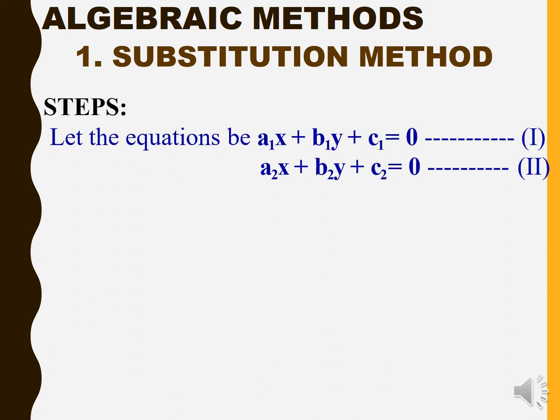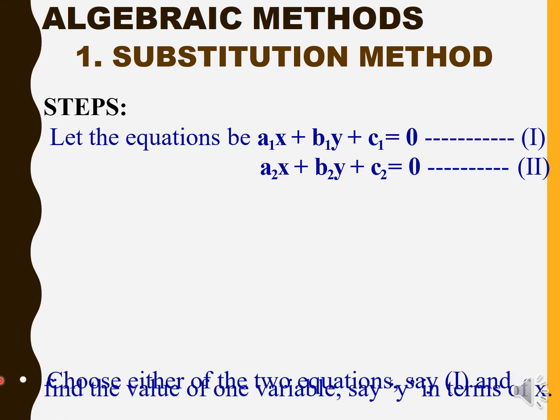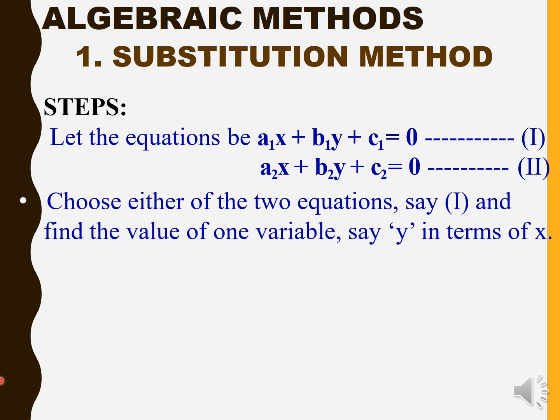For this, let us take two equations a1x plus b1y plus c1 equals 0 and a2x plus b2y plus c2 equals 0, and mark them as 1 and 2. Now from these two equations, let us choose any one equation and write it in the form where y is equal to, in terms of x. So we can choose equation 1 and write it in the form y is equal to, taking everything to the right hand side.